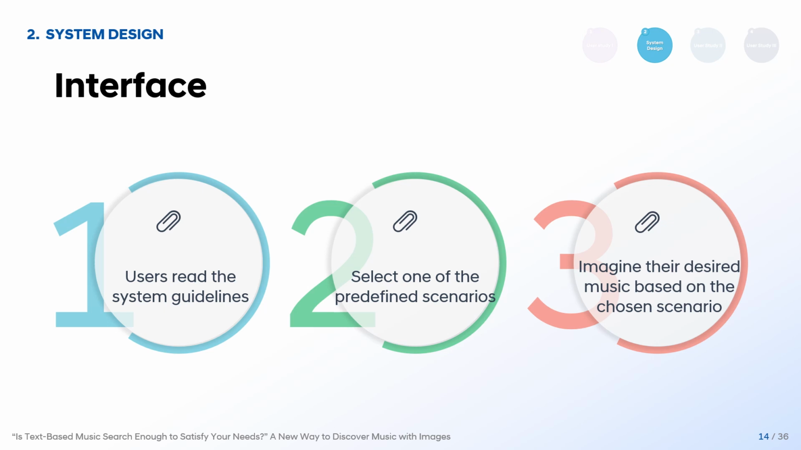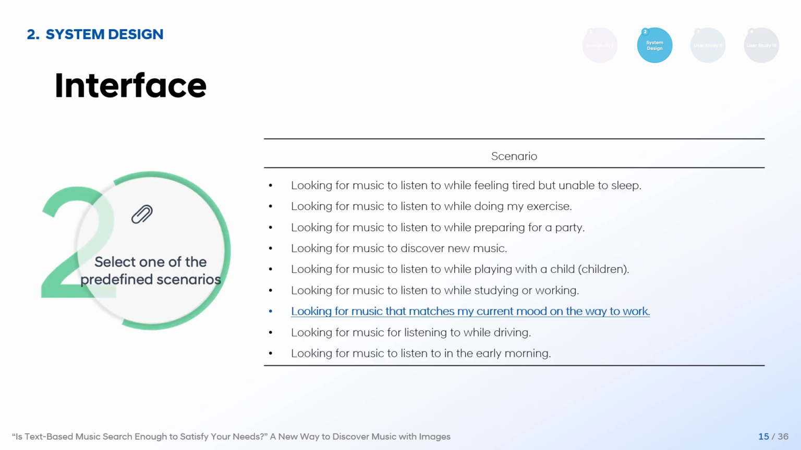Next, I will discuss the interface design of the system. Participants undergo a preparatory phase consisting of 3 steps before using the system. Reading system guidelines, selecting a predefined scenario, and imagining the desired music according to the chosen scenario. Users select from predefined scenarios like looking for music to listen to while driving, and envision the desired music accordingly. Then, they provide input in either text or image format depending on the system assigned to them.